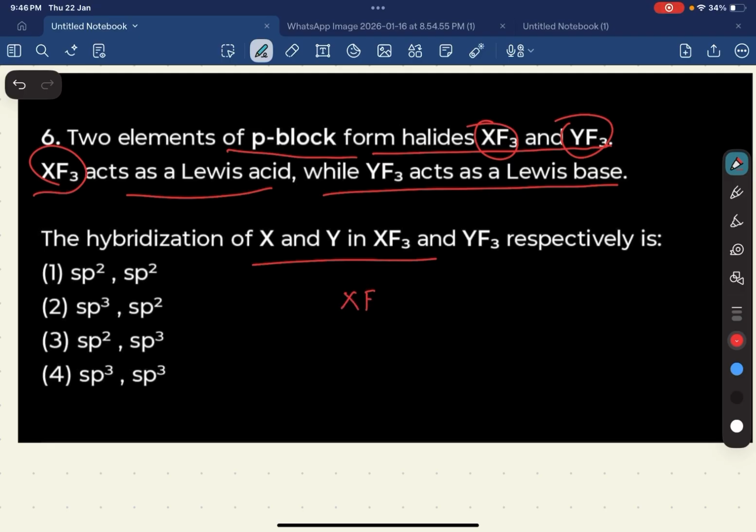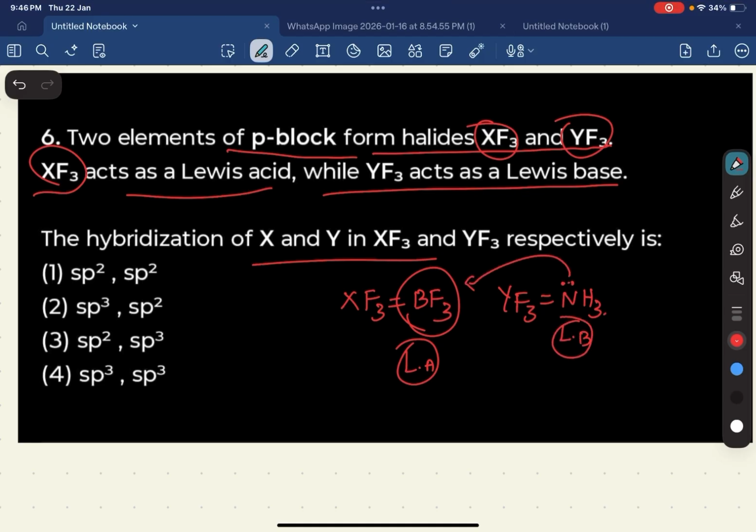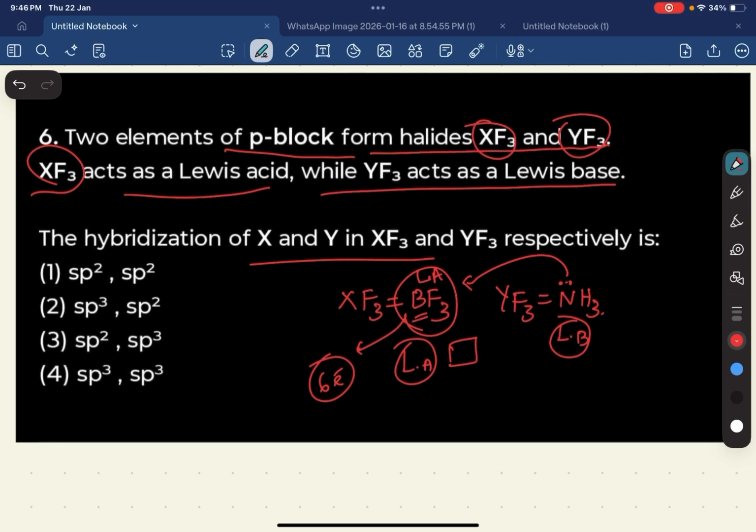So here XF3 is BF3, which we can take because it is itself a Lewis acid, and the other one, YF3, is NH3. So this behaves as a Lewis base due to the presence of a lone pair, and BF3 has one empty orbital in its outermost shell because it has 6 electrons in its outermost shell. So it is acting as a Lewis acid. It has an empty orbital, so it is the Lewis acid, and NH3 has a lone pair, so it is the Lewis base. Now, accordingly, for hybridization, boron has a total of 3 electrons in its outermost shell, and fluorine.